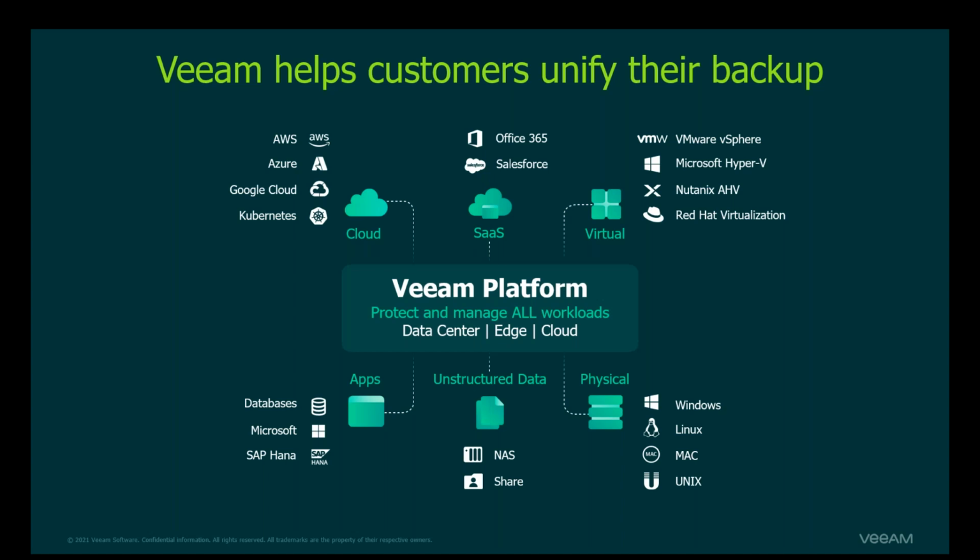We have APIs which get integrated with your Oracle database, SAP HANA database, and Microsoft SQL, and it helps you have application aware protection. We also help you protect your unstructured data, be it on premises or off premises. It could be NAS or any SMB or CIFS share. Or, like I said, enterprises still have some applications which are part of their core business and run on physical infrastructure.